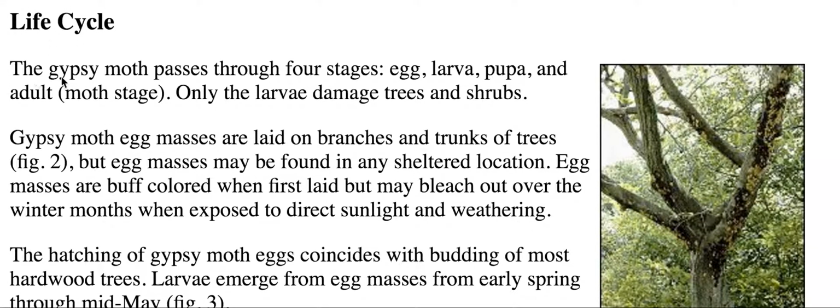Life cycle. The gypsy moth passes through 4 stages: egg, larva, pupa, and adult, which is the moth stage. Only the larvae damage trees and shrubs.